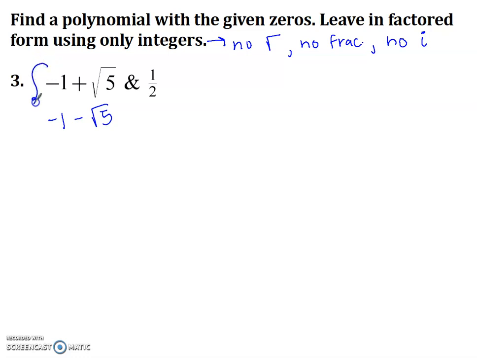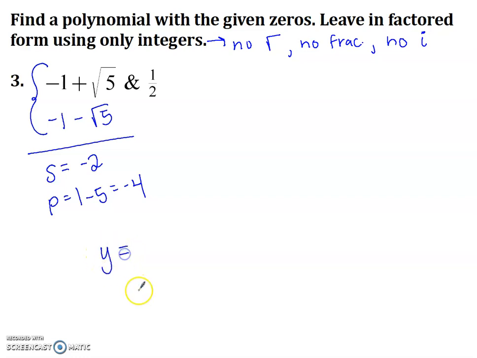So what you want to do with the conjugate pairs, you want to find the sum and the product. When you're finding the sum, that's going to be -2. These are always going to cancel out. So the sum is just -2. To get the product, you're just multiplying -1 times -1, positive root 5 times negative root 5, which is going to make your product -4.